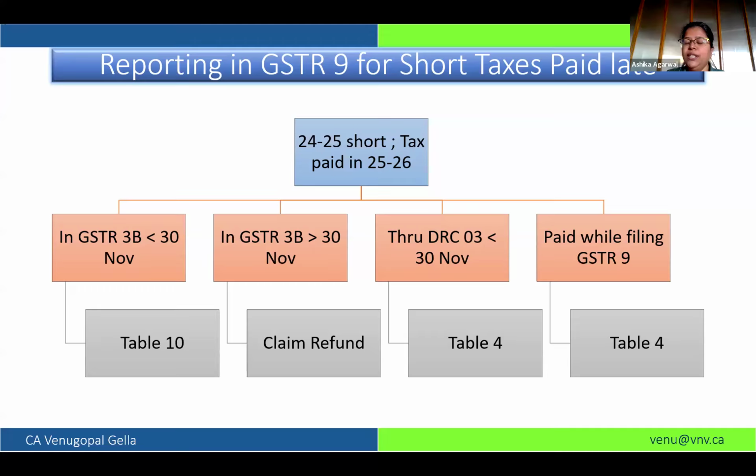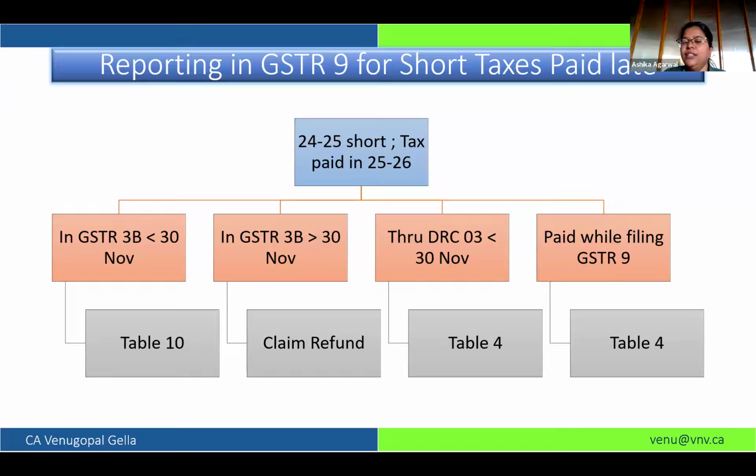Because in the subsequent year when the audit is picked up, they will find a short payment. And when you try to explain that it is a previous period excess payment, the department officer doesn't understand, because they are like, why should I do another year's audit for you? Then another thing is, it may be a case that instead of paying through 3B, you have paid through DRC 03.